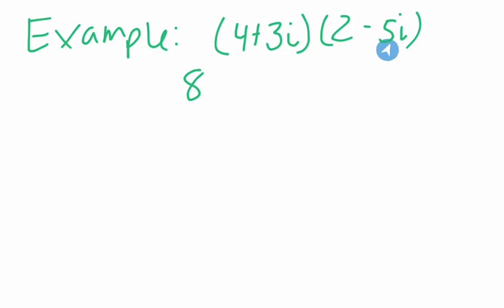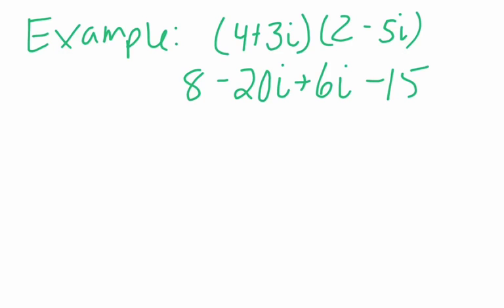4 times negative 5i, well, 4 times negative 5 is negative 20, and it would be negative 20i. Then we'll distribute the 3i. 3i times 2, well, 3 times 2 is 6, so that is 6i. And then 3i times negative 5i. Well, 3 times negative 5 is negative 15, and then i times i is i squared.